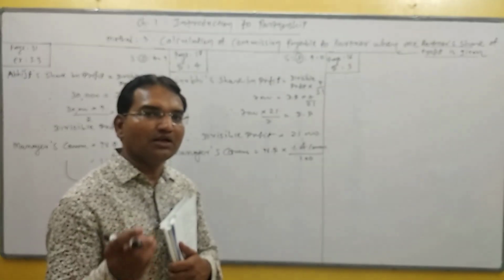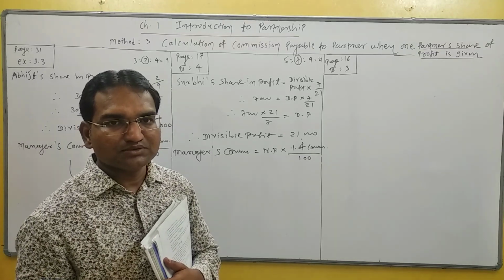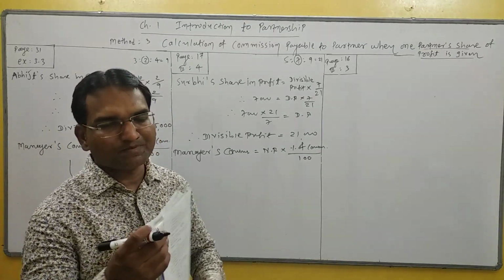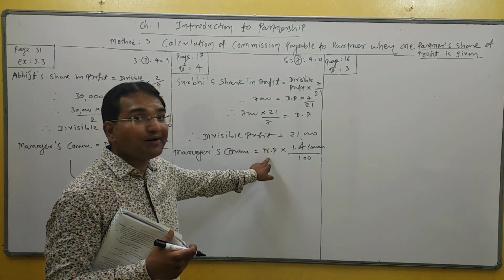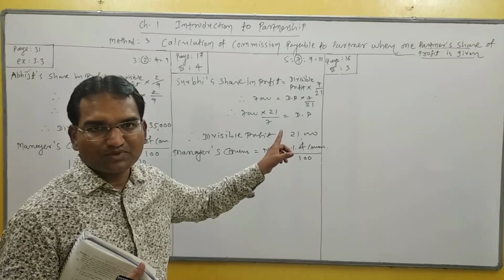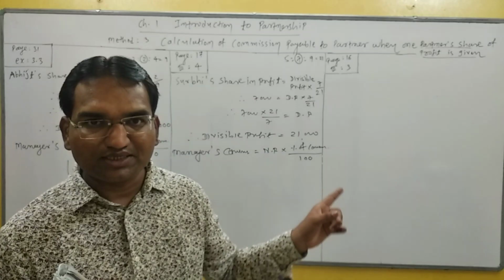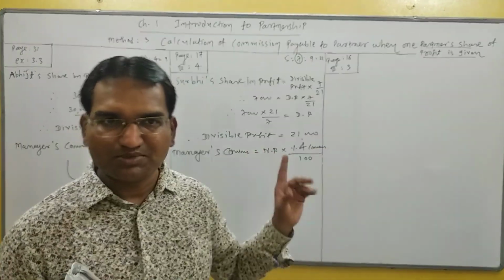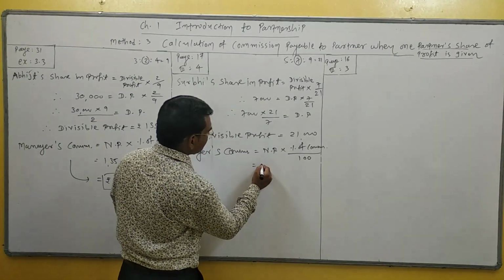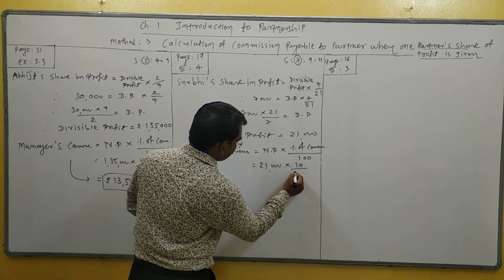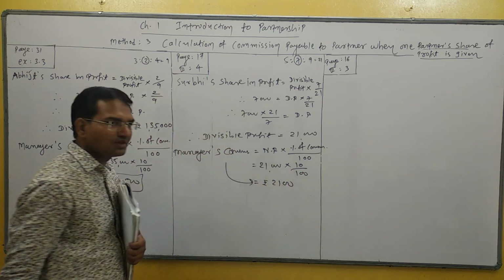Why is it 100? Why is 100 plus 10 not taken? Students, remember that this is the net profit after deducting commission. And if the profit before deduction of commission is given, then we can take 10 by 110. But here profit after deducting commission is given. So net profit 21,000 into 10 by 100, so 2,100 is the manager commission.